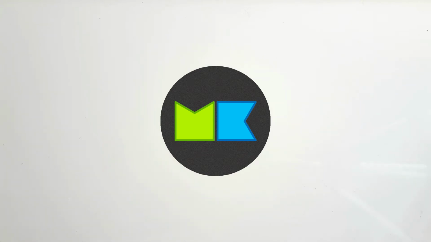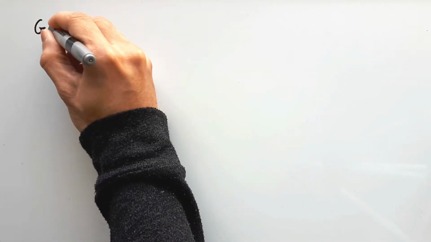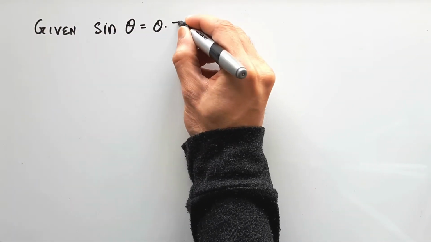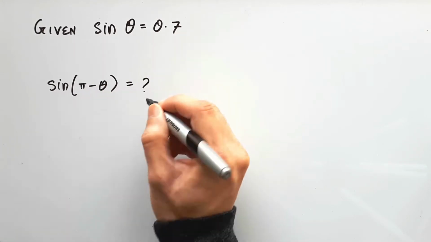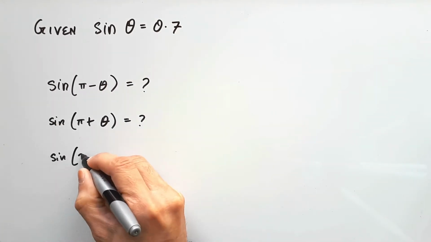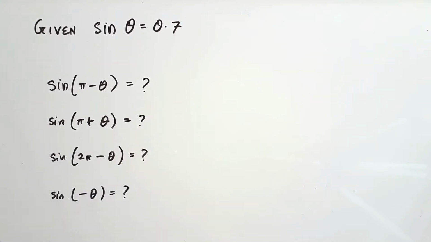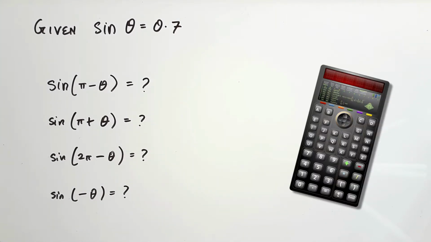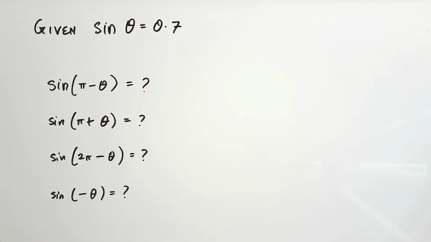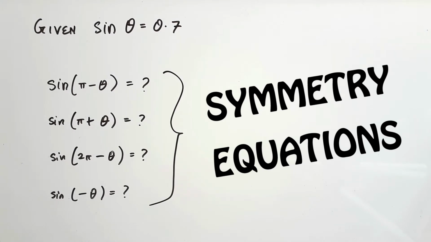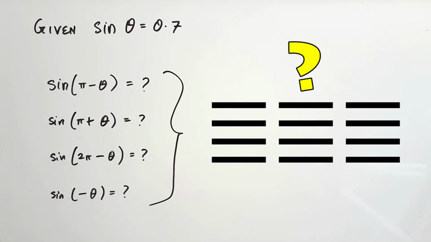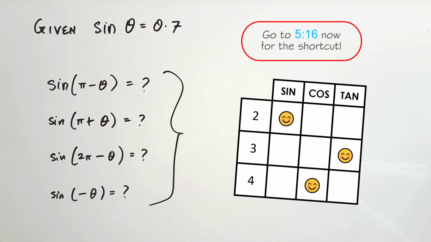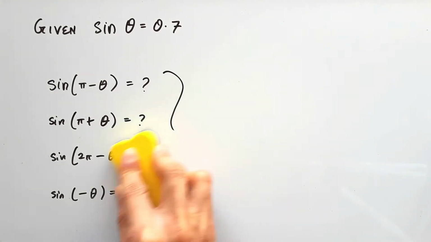This is the Math Base, and today's challenge is if we're given the information sine theta equals 0.7, how do we find the sine of pi minus theta, pi plus theta, 2 pi minus theta, or just negative theta, without a calculator and without knowing the angle of theta? We don't have much to work with here, which is why we need symmetry equations. There are 12 equations to learn, and there are a few ways to remember them, which I will go over in this video, including a super easy table format you can use as a reference. So, let's get to work.